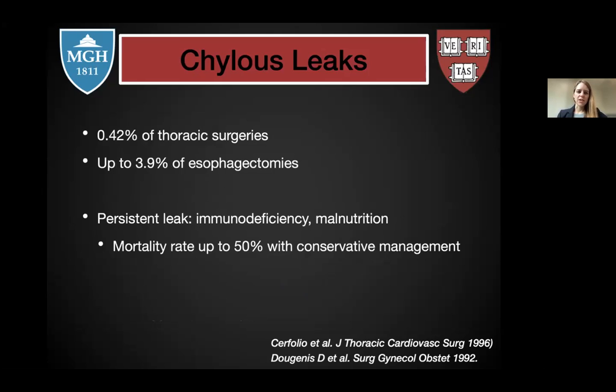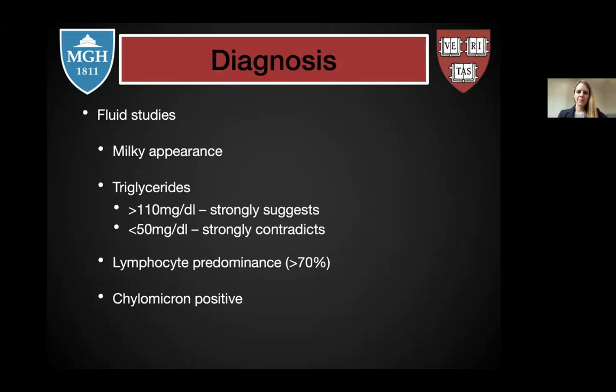Chylothorax occurs in just a small percentage of thoracic surgeries, so it's a relatively uncommon diagnosis, but can be quite morbid for these patients. Persistent leaks can cause immunodeficiencies or malnutrition, and can carry a mortality rate of up to 50% with just conservative management. So there's a strong interest to perform an intervention to treat these leaks.